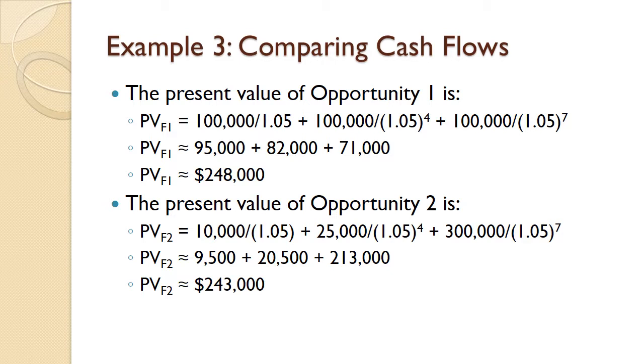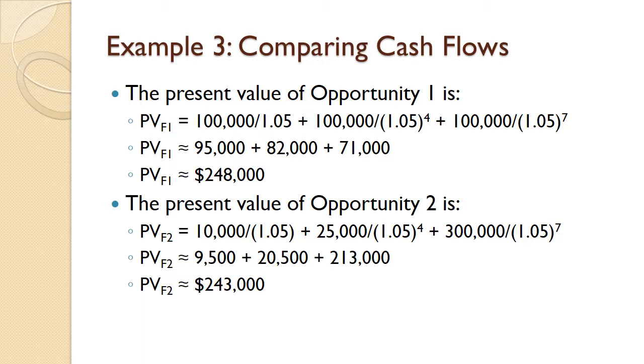For Opportunity 2, we divide the payoffs by the same denominators, since they would be occurring in the same years. This gives us present values of approximately 9,500, 20,500, and 300,000, for a total of about $243,000. So we can see that Opportunity 1 is the more valuable option, even though Opportunity 2 will pay out more money over its life cycle.